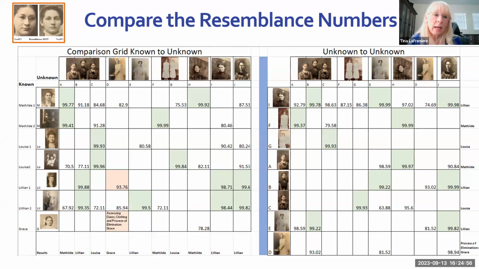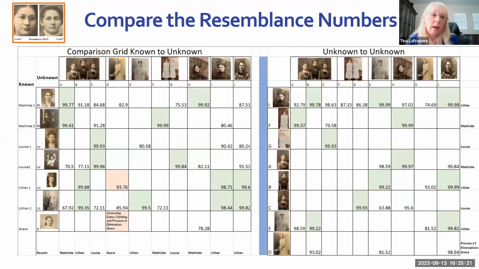In my previous class, I demonstrated how to use a comparison grid to help you with identifications, especially when you have family groups where many people look similar. I want to quickly go over it again and additionally show you how I use resemblance numbers to double check the results. Resemblance numbers quantify those subtle differences, remember, in the faces.